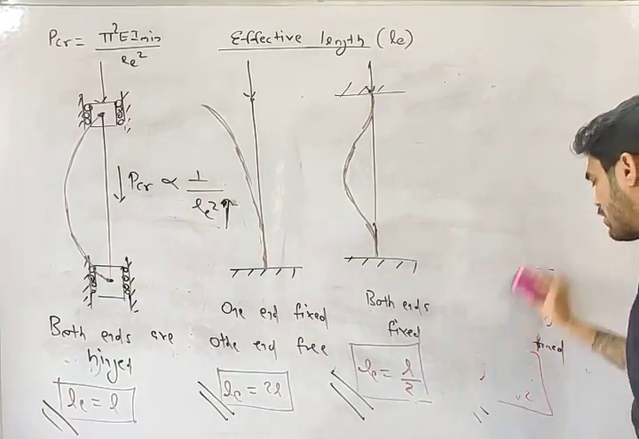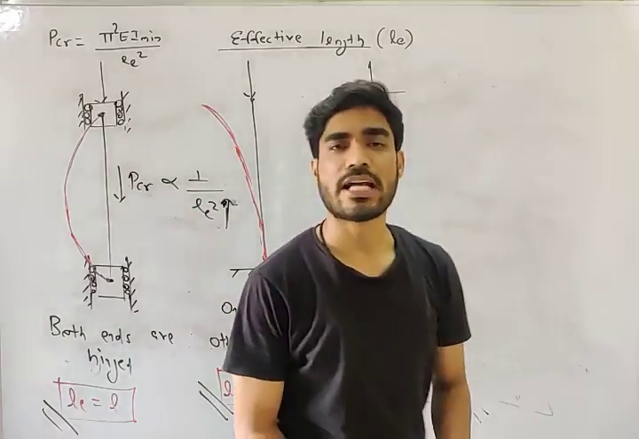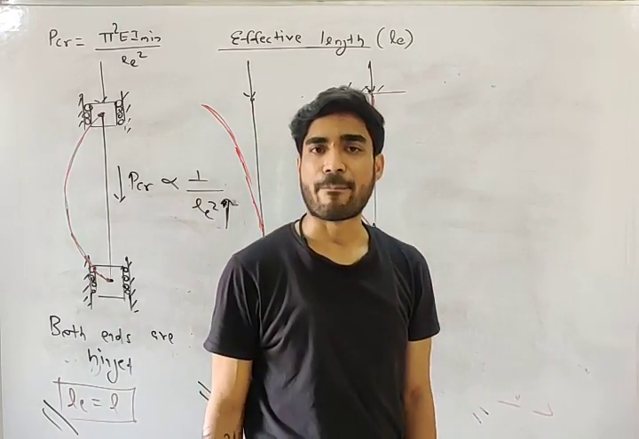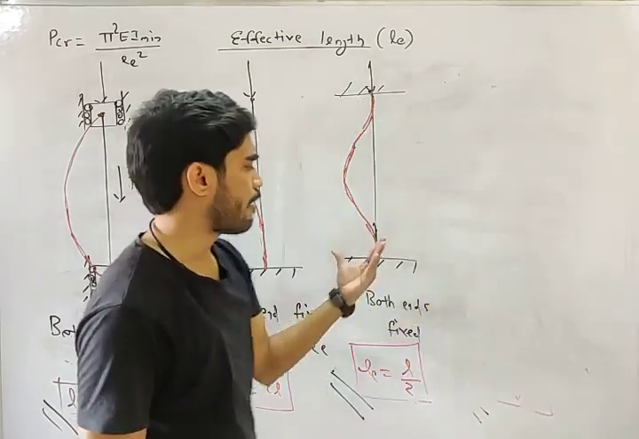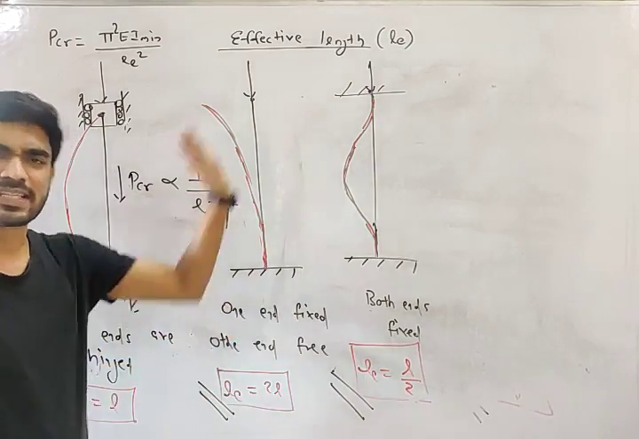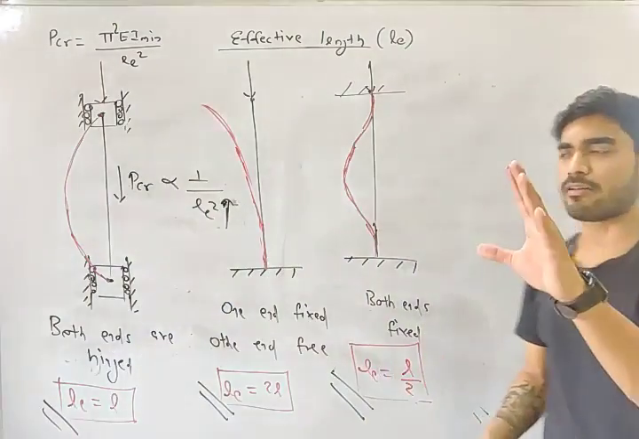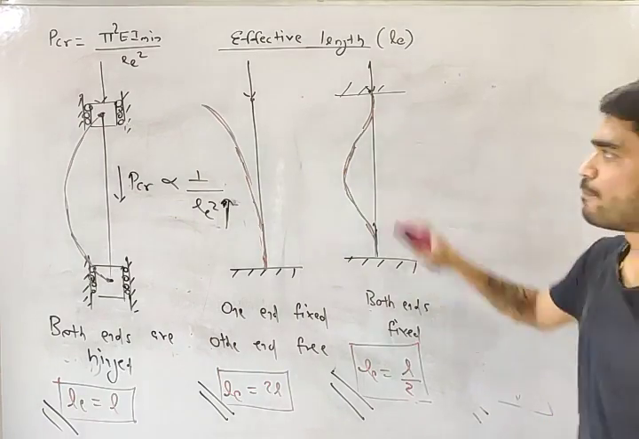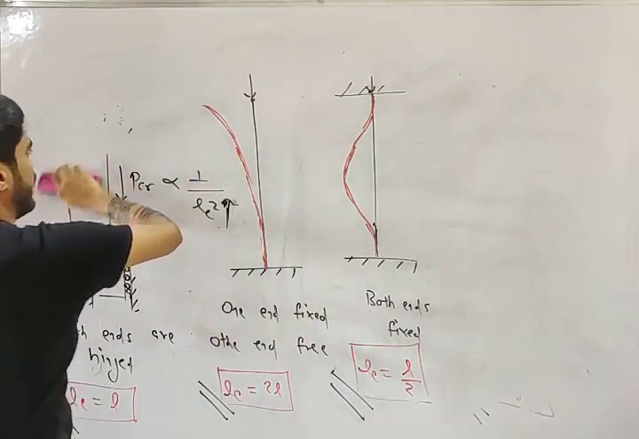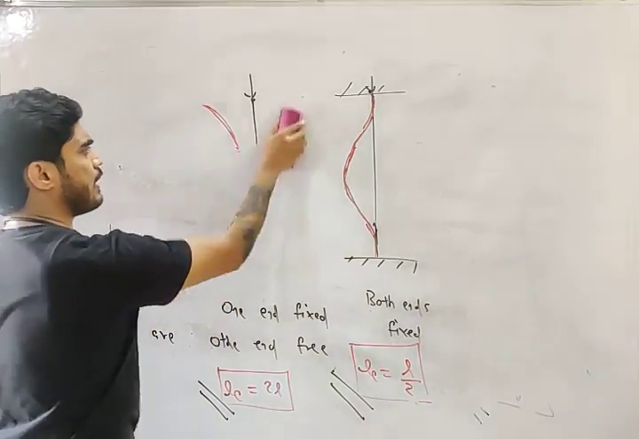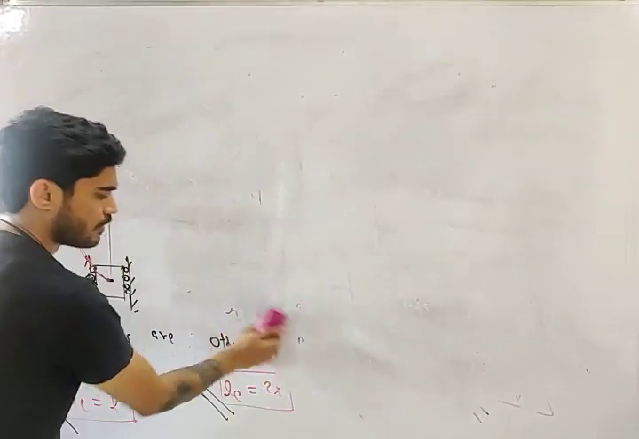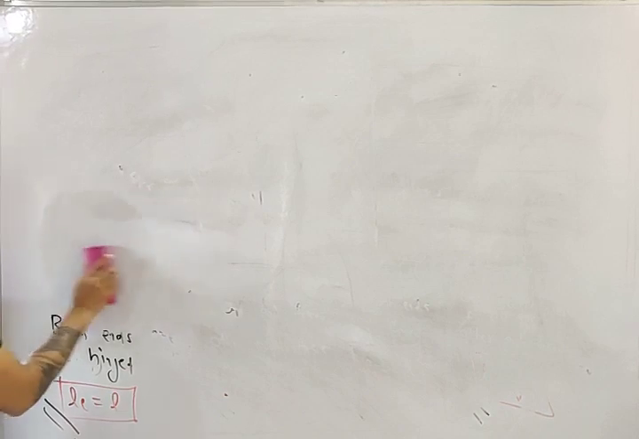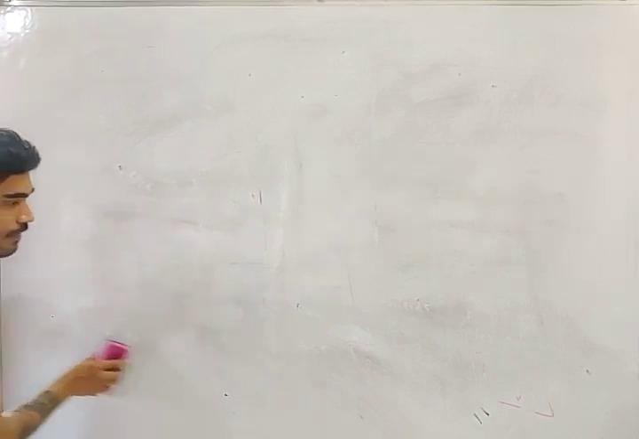There will be 1 mark questions. They will ask you, if both ends are hinged, P critical is this much. What will happen to critical load if both ends are fixed? So you should know the effective length in both cases, and you can calculate the P critical. Most of the questions on columns are based on effective length. You will see a lot of 1 mark questions in different exams, mostly in PSUs, in ESE. There you will find 1 or 2 questions based on columns where they will ask you about effective length. So this is a very important topic, effective length of column.